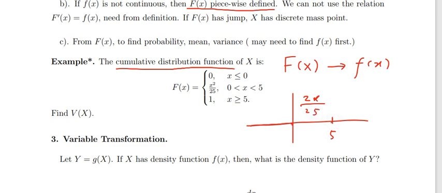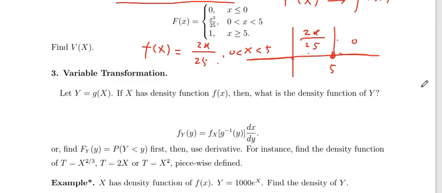Okay, so then at this point x equals 5. Let's say when x equals 5, for this problem there is no jump here, so here it is 0. So we can find the density function is this: the density function is just 2x over 25, for x between 0 and 5. If I have a jump, then the jump is the probability.